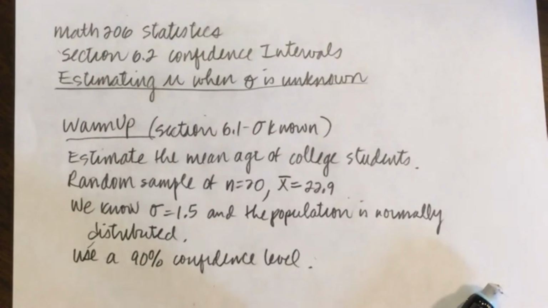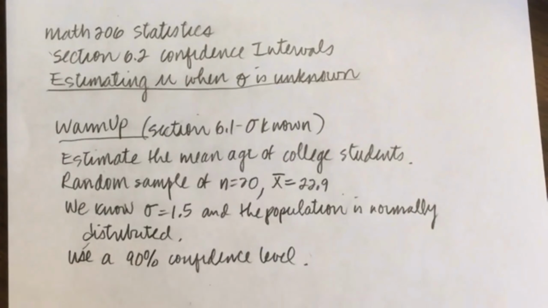Okay, so here's the warm-up. And essentially, this is what the whole chapter is about. We would like to estimate some population parameter, right? In this case, the mean, using a sample. So in this particular problem, we're going to estimate the average age of college students. And so to do that, we're going to take a random sample and take a look at the mean of our random sample and use that mean as a point estimate.